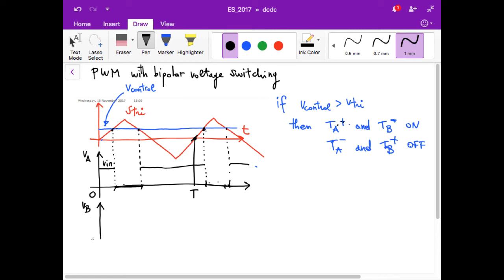VB is completely the opposite, in the sense that when V control is larger than V3, TB minus is on, so VB is 0, otherwise VB is equal to V in. So we have an opposite situation here.